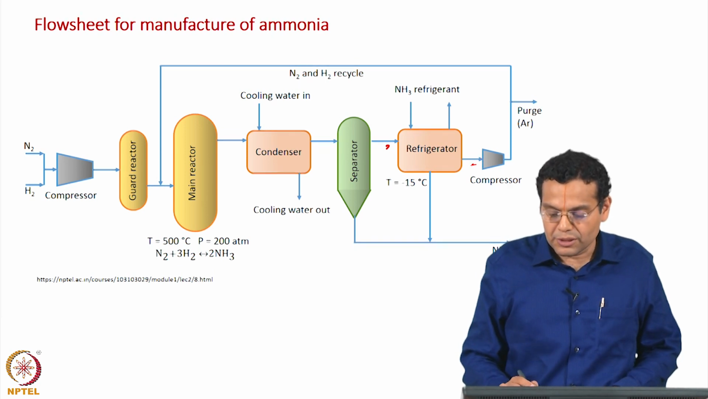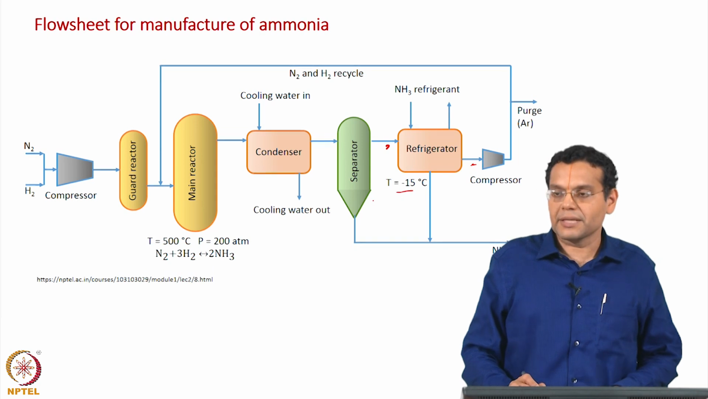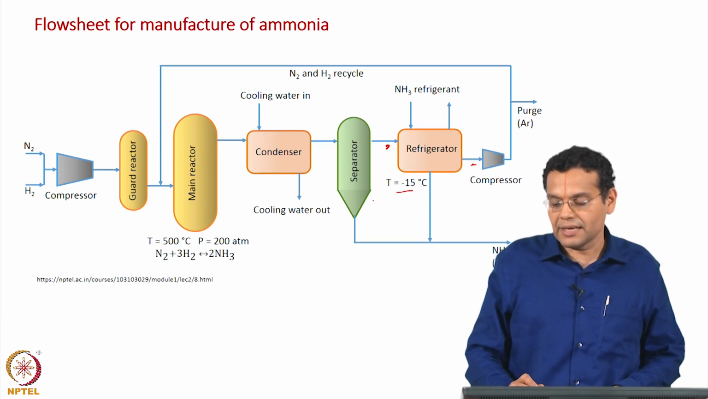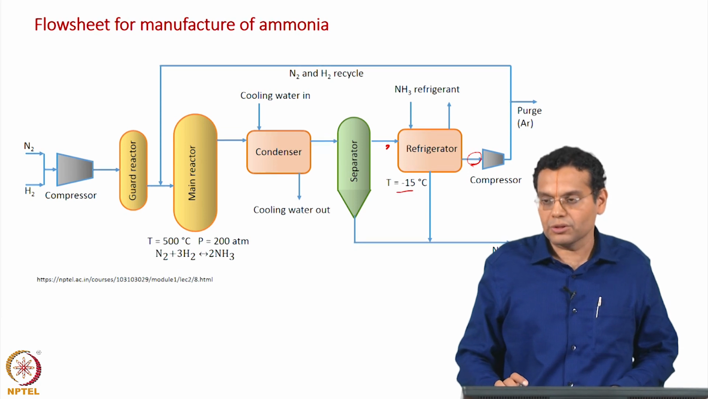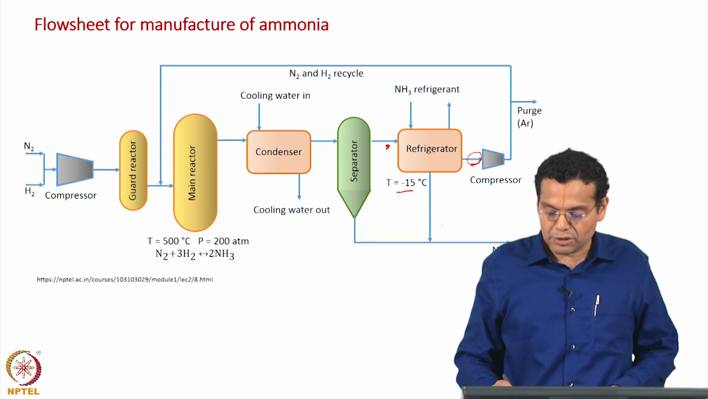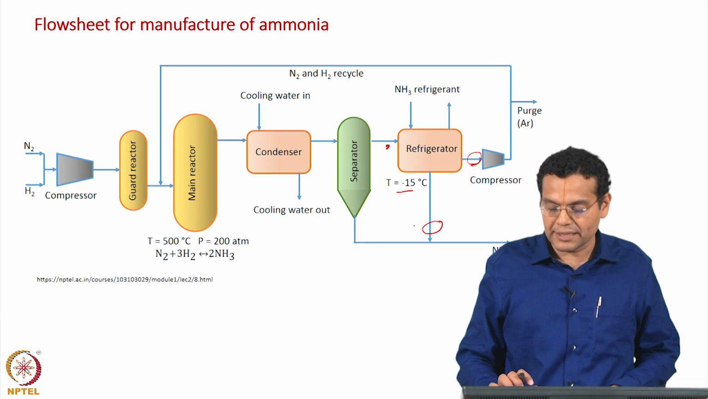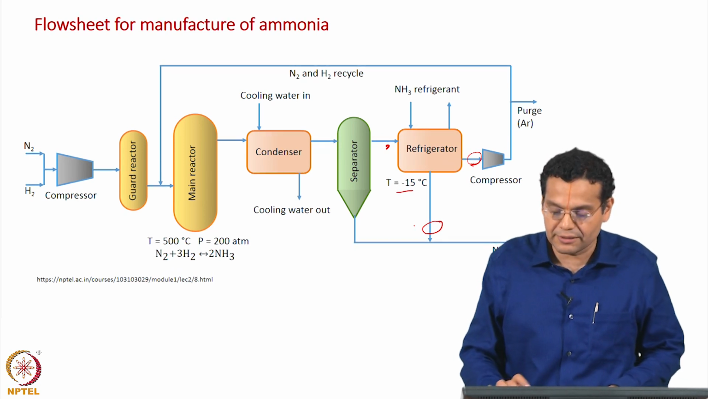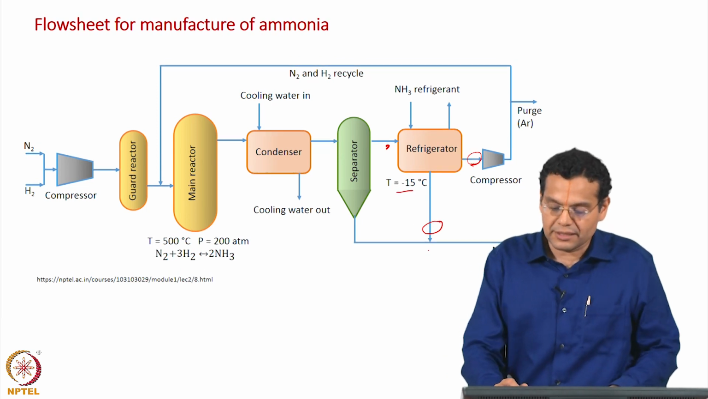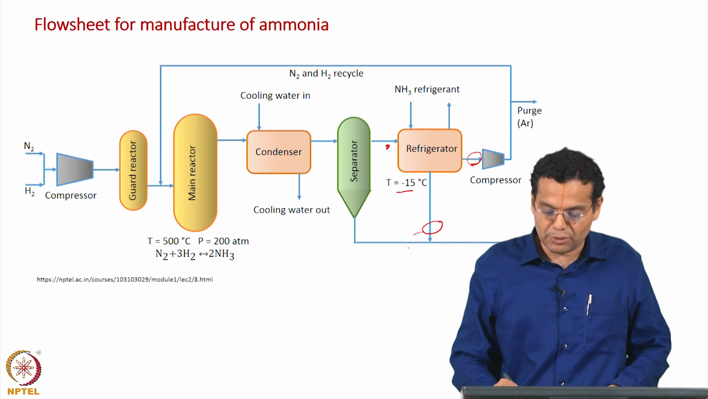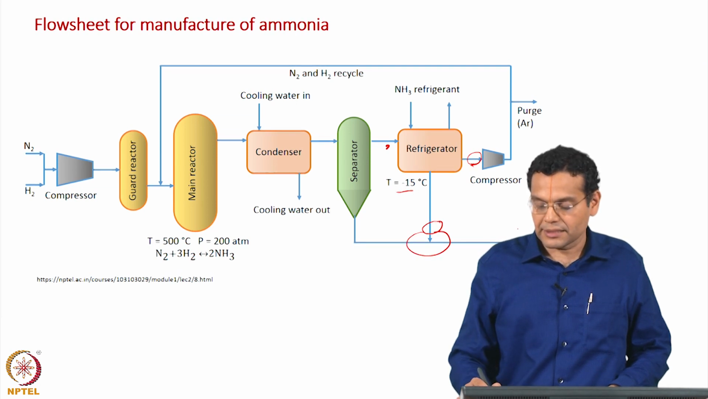If you maintain a higher temperature, let us say more than minus 15 degrees centigrade, then there will be enough amount of ammonia in this stream, which you do not want to happen. You want most of the ammonia to be in this stream. So, you maintain a very low temperature of minus 15 degrees centigrade, that is why you require refrigeration. Now ammonia condenses out from the refrigeration unit also, and these two ammonia streams are mixed, and that is our product ammonia.